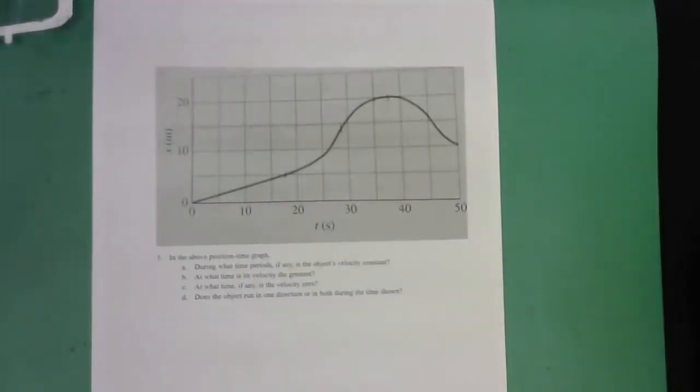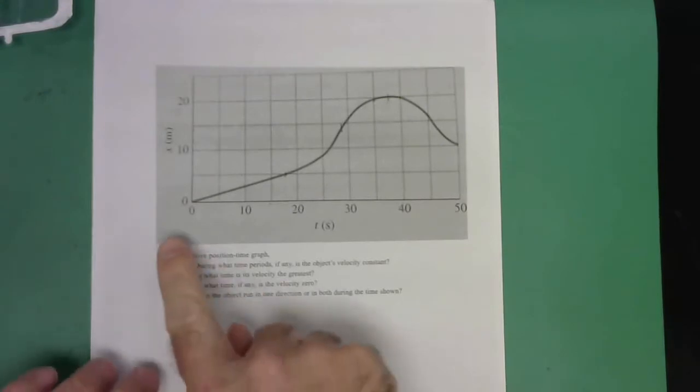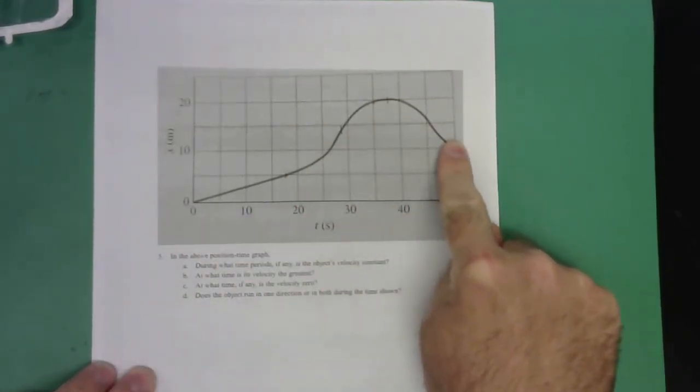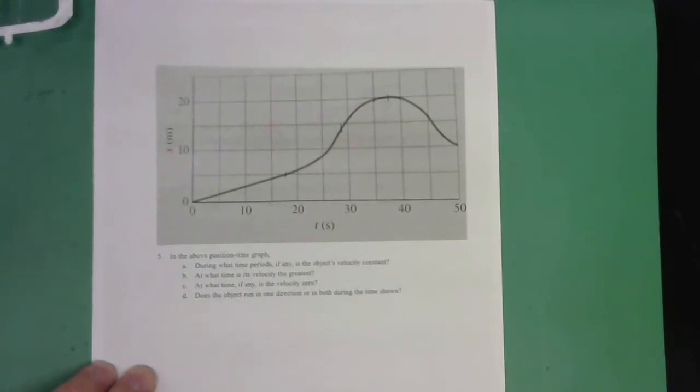All right, here we are for acceleration questions and problems, set 1. We are on the final problem, the final calculation on that set. They give you this graph, and they say, hey, it's a position versus time graph. They say, during what time periods, if any, is the object's velocity constant?